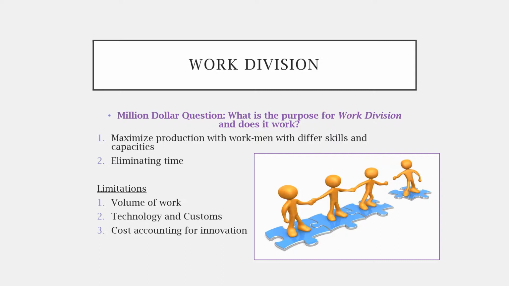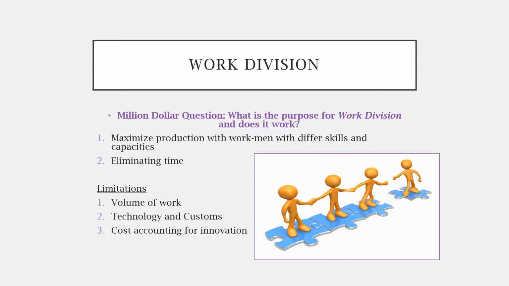What I've gotten from it is that work division is basically to maximize production with workmen with different skills and capacities. That goes back again to the color pencil image. We're all here for the same task in our division of work, but we all have different skills and capacities. There's something different about us. It's just human nature. But at the end of the day, we're all here to do the same task for the greater good of what we're trying to mass produce. With that being said, that eliminates time.